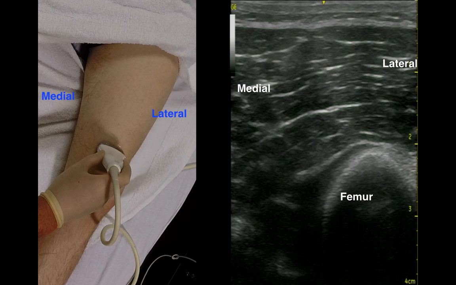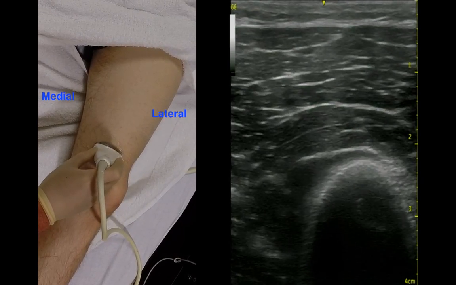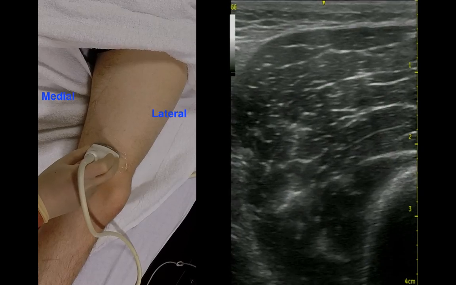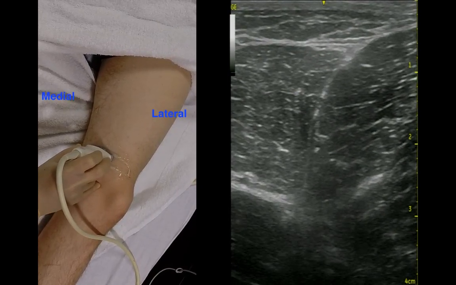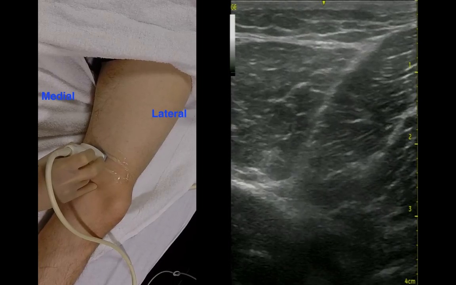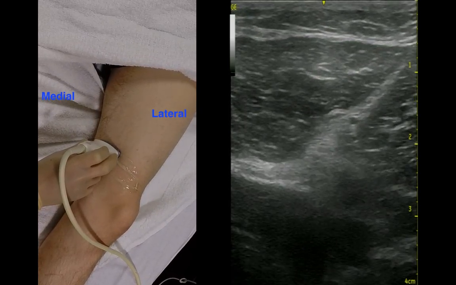In this image, we find the tissue plane between the vastus medialis and sartorius muscles and then move the transducer proximally while maintaining this plane between the sartorius and the vastus medialis in the center of the screen. As the transducer is moved proximally, the femoral artery and vein are visible within the adductor canal. Note how the vein can be recognized since it is easily compressible.